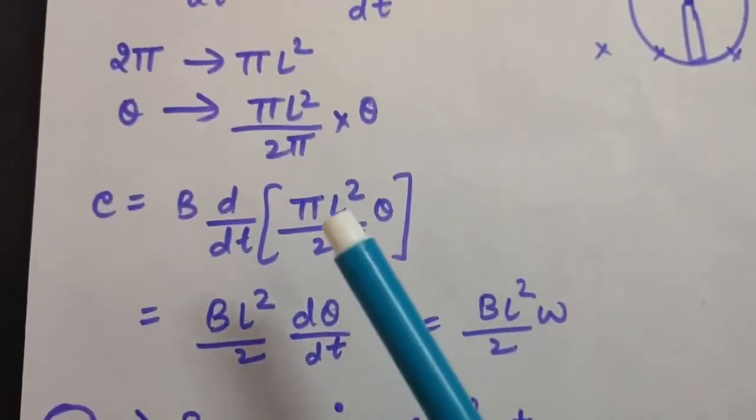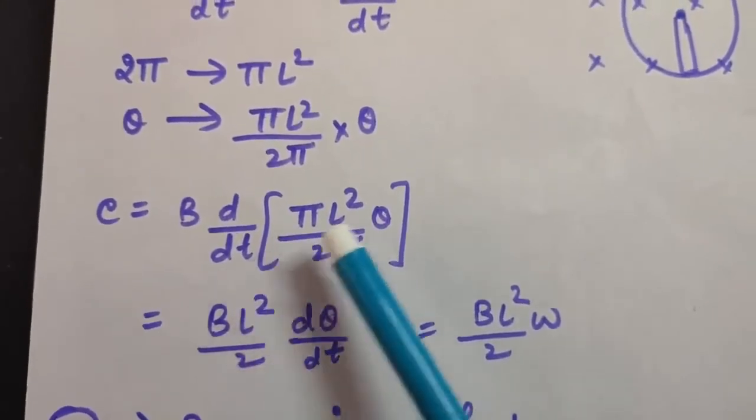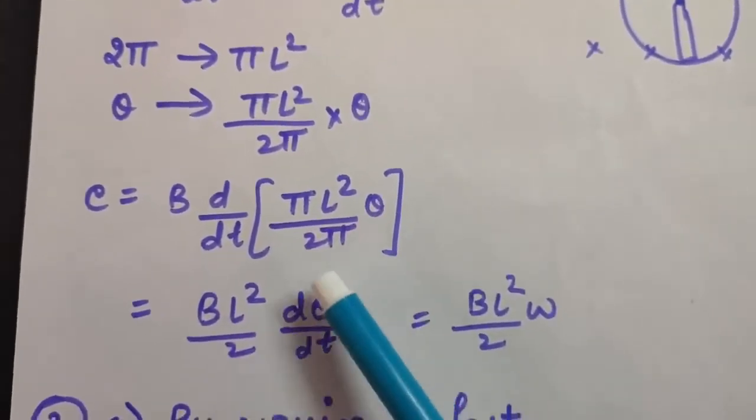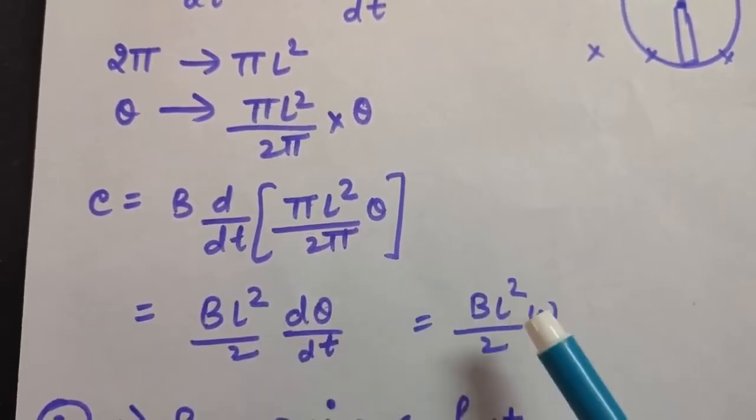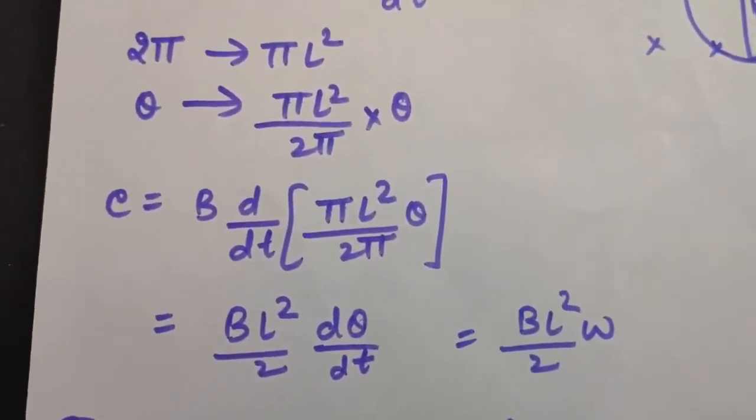Okay, so now pi will cancel out, L square upon 2 is constant, so it will come outside. So you will be left with d theta upon dt. Now you know d theta upon dt is nothing but omega. So this will be the answer, B omega L square upon 2.